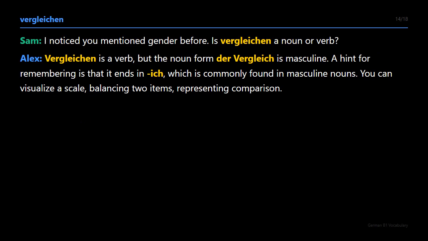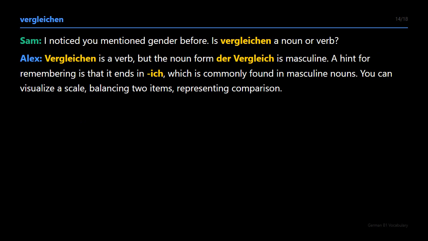Vergleichen is a verb, but the noun form, der Vergleich, is masculine. A hint for remembering is that it ends in ich, which is commonly found in masculine nouns. You can visualize a scale, balancing two items, representing comparison.